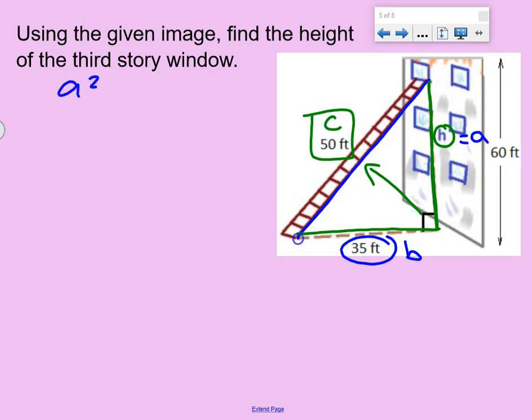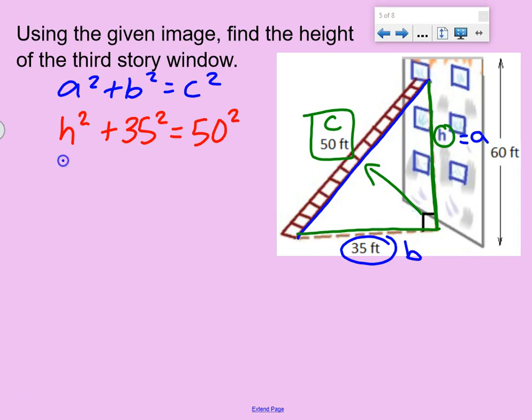So now we can use a squared plus b squared equals c squared, our Pythagorean theorem, and just plug in our values. A squared we don't know, it's our height, that's what we're looking for. Plus b squared, b is 35, so we say 35 squared, equals c squared. C is 50, so we put in 50 squared. Now we just need to solve, so we have h squared plus 35 squared is 1225 equals 50 squared, which is 2500.